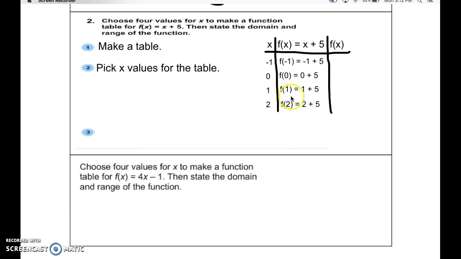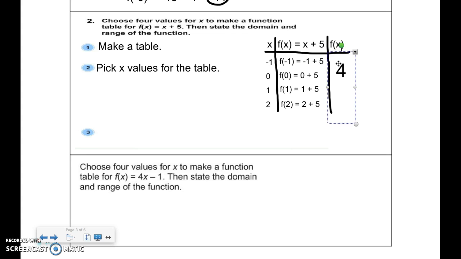So these are the input values, and then I'm going to calculate my output values by calculating whatever this addition is. So f of x for f of -1 is going to be positive 4, and 0 plus 5 is 5, 1 plus 5 is 6, 2 plus 5 is 7.